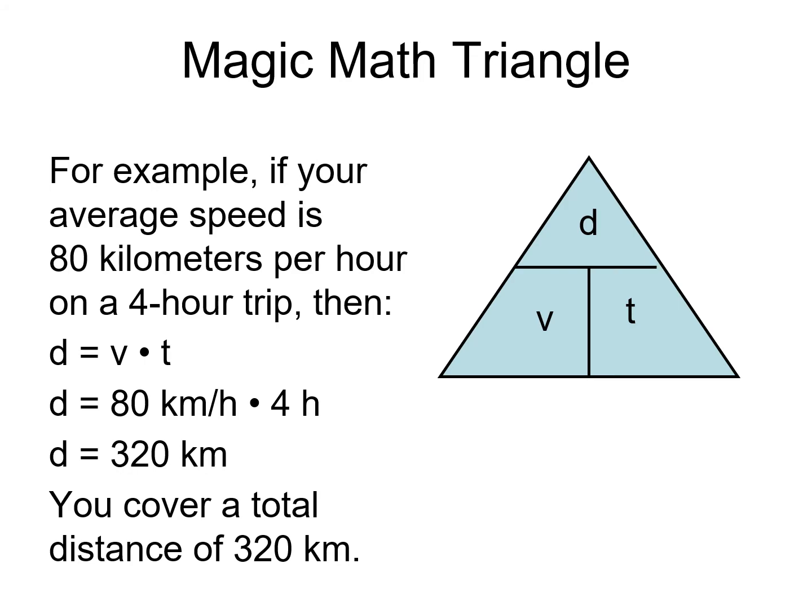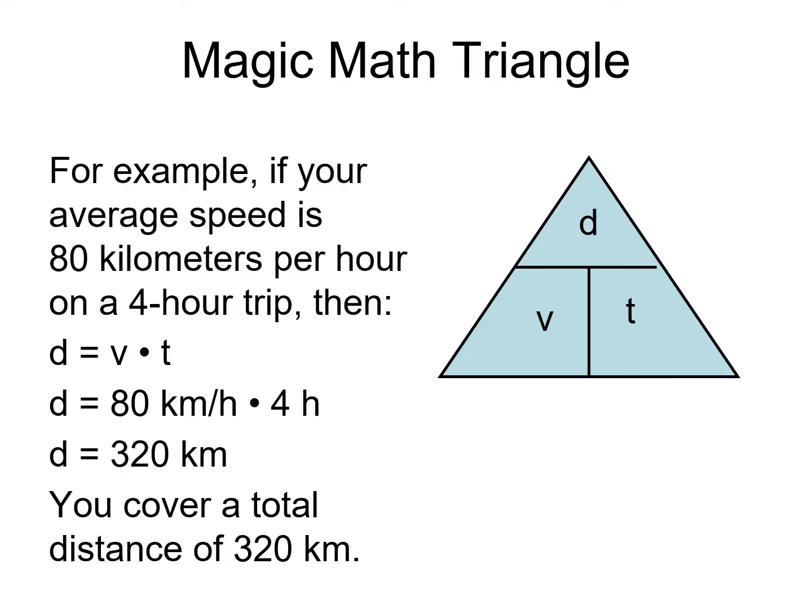For example, let's say that the average speed is 80 kilometers per hour. That's the v. And we are on a 4-hour trip. That's the t. What is our distance? How far will we go?